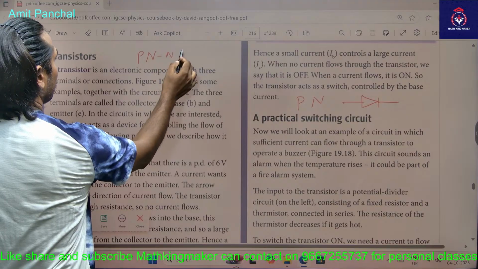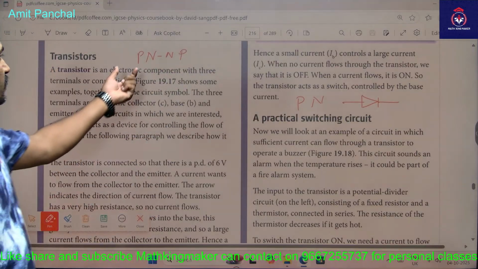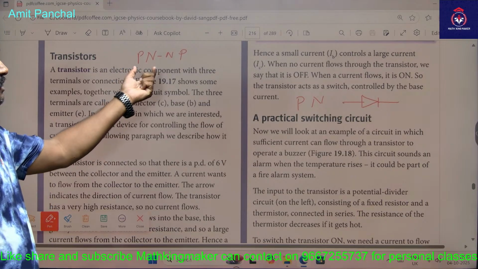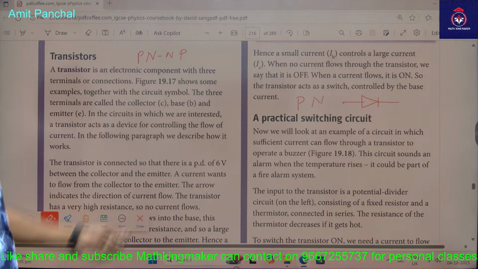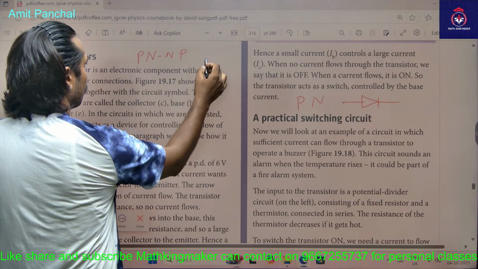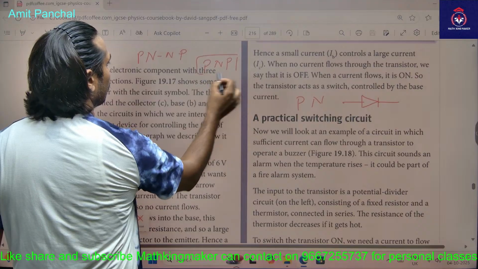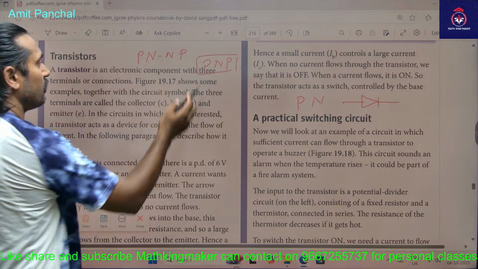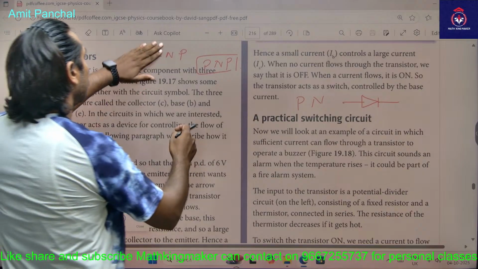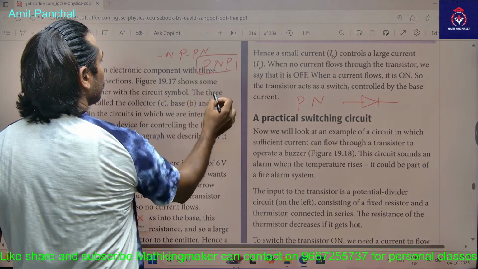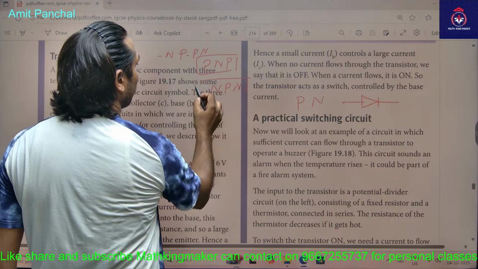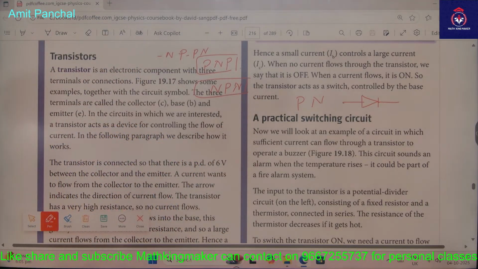One diode we connect in forward bias, another diode we connect in reverse bias. So that becomes a PNP transistor. And if we connect the PN the other way here, it becomes NPN. So there are two kinds of transistors, PNP and NPN, and there are certain combinations as well.